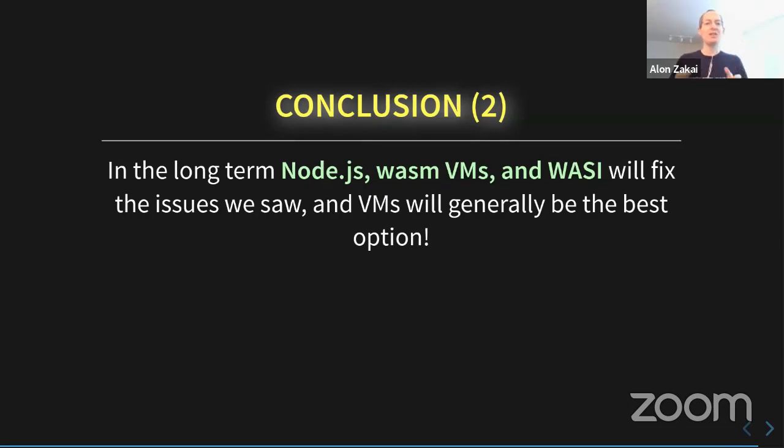Okay, I do want to stress that in the long term, I think Node.js, Wasm VMs, and WASI will fix the issues we saw. So we couldn't use them today because of the limitations we ran into. But after they fix those, probably VMs will generally be the best option in this space. That is, you'll compile to Wasm and use Wasm as your single build. And then you'll ship that to a user, and the user will need to have a Wasm VM to run it on, or Node.js or some other VM, but that'll be the straightforward thing to do.